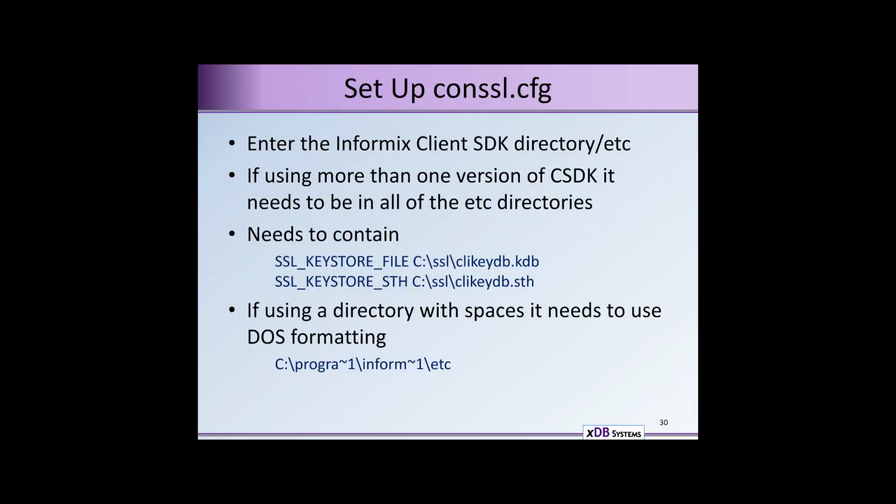So just like with the Linux version, we need a con.ssl file. This goes into your Informix client SDK directory /etc. Note you do need administrative access to write to this directory, so just be aware of that for deployment reasons. If you're running multiple versions of the CSDK, it needs to be in all of the directories. Windows plays pretty nicely with multiple CSDKs. Just make sure it's in all of them. And just like the Linux side, the SSL key store file, you give it the same pieces.